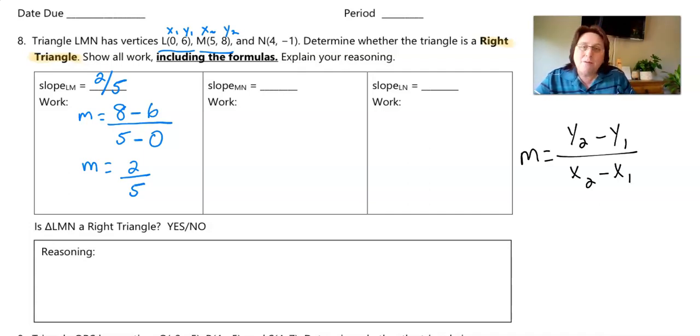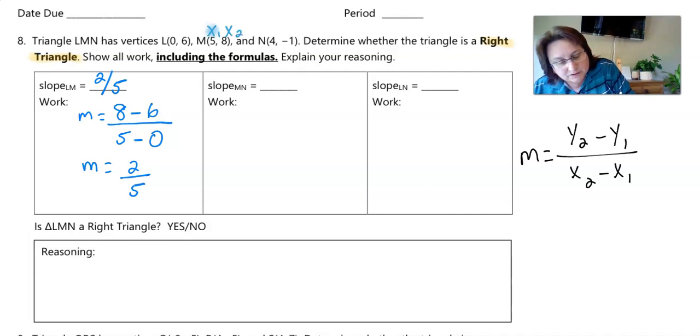Okay, so on MN, if you guys notice, we need to redo our X1, Y1s because now we're dealing with a different set of numbers. All right, so I'm going to help you label the X1, Y1s, the X2, Y2s, and then I want you guys to figure out the slopes. Okay, so I'm going to make M my first variable.